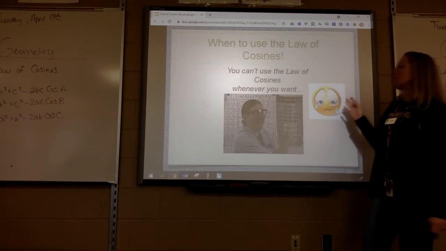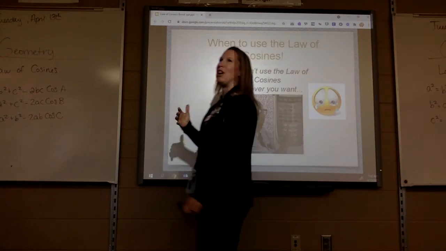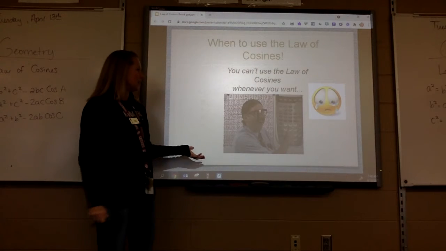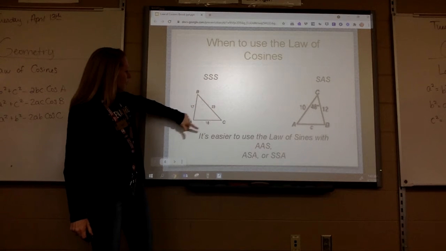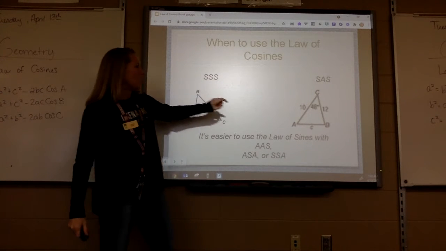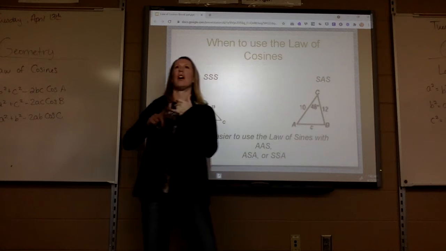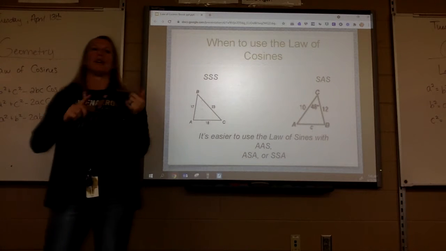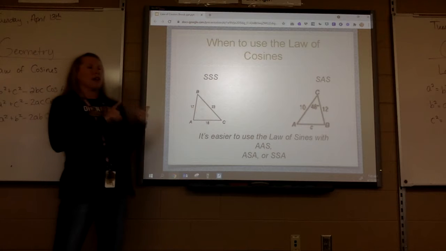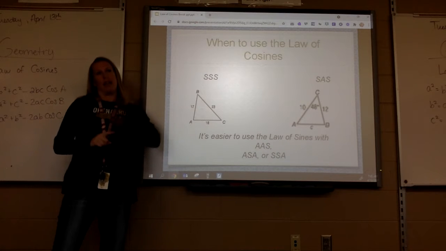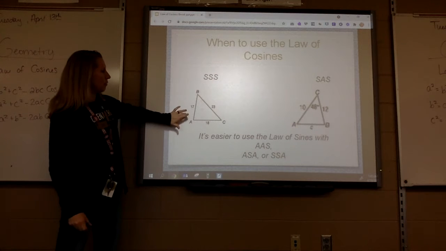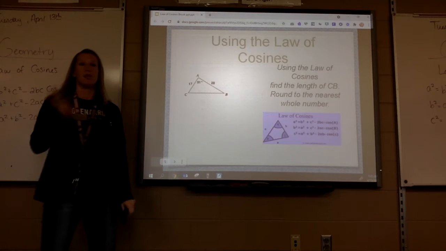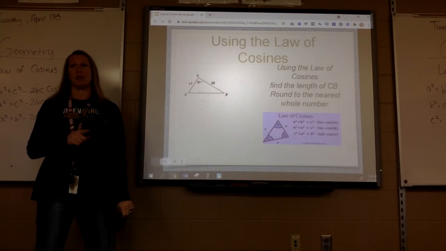So you can't use the law of cosines whenever you want. You will use law of cosines if you have side, side, side, so if you're given 3 sides, or if you're given side, angle, side. With law of sines, we used it for angle, angle, side, and angle, side, angle. So this one's a little bit different: side, side, side, or side, angle, side. We're going to do a couple of examples, and then we'll look at problems on your worksheet.